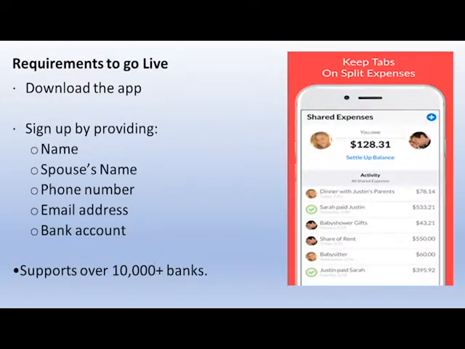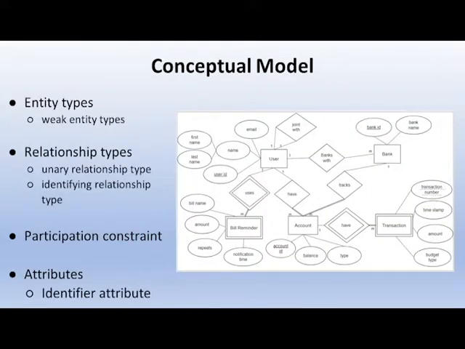The requirements to use the application are fairly simple. All you need to do is download the app, provide your name, your spouse's name, phone number, email address, and bank account. This app supports over 10,000 banks. Next, we will discuss the different models we use for our analysis.